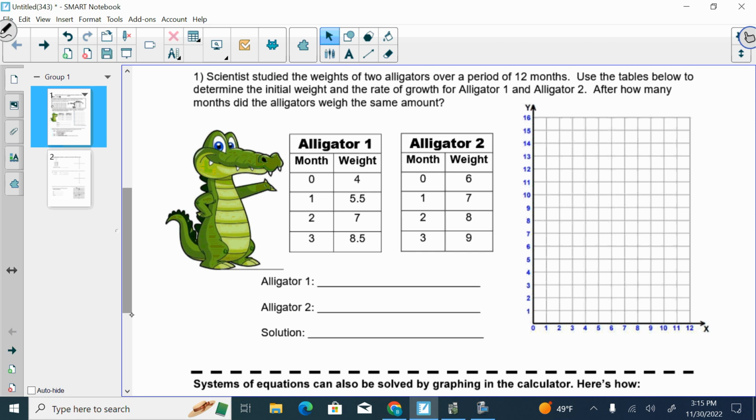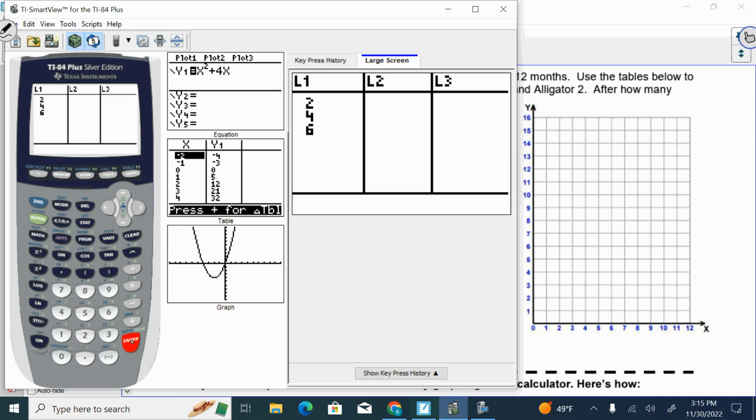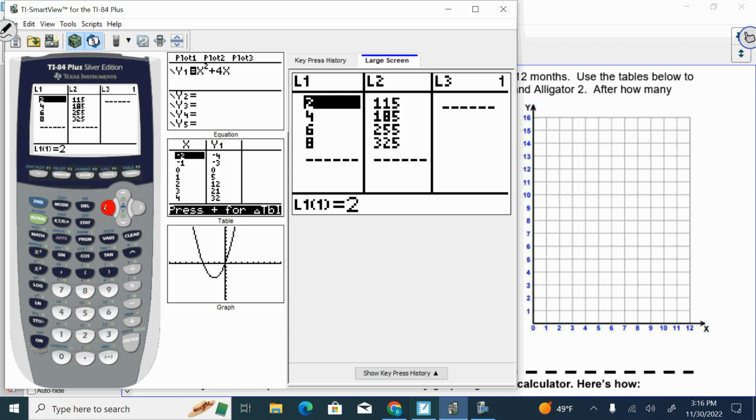So just like in our warm-up, we're going to need to put these into stat so we can come up with an equation for them, right? So I go back to my calculator, stat, edit. We're going to do alligator 1 first. So for alligator 1, we have the months 0, 1, 2, and 3. And for the weights of alligator 1, we have 4, 5.5, 7, and 8.5.